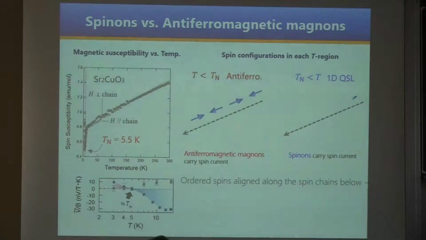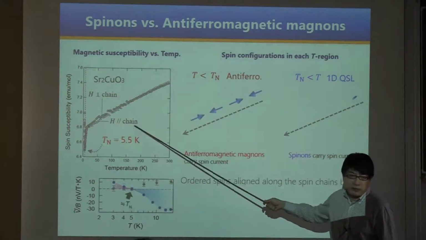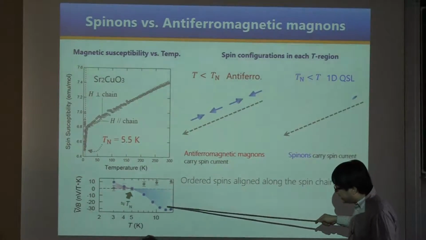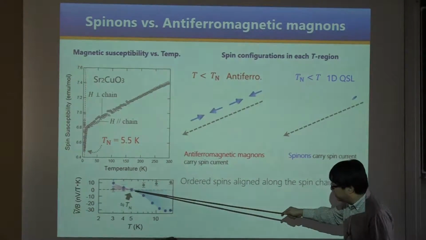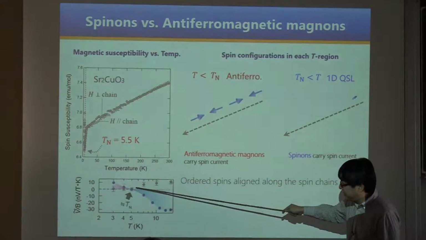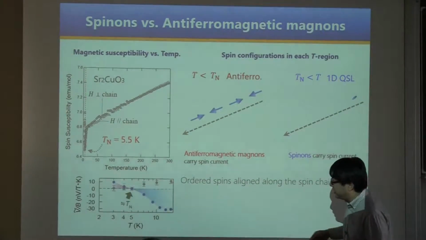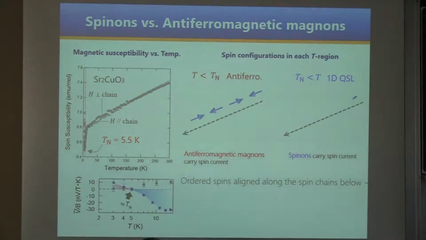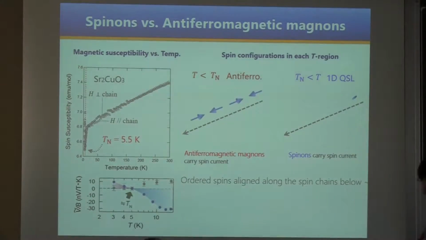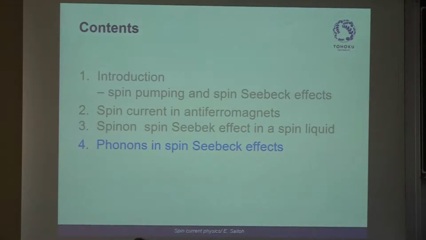Okay, so of course, in the antiferromagnetic phase, actually this material exhibits an antiferromagnetic transition at very low temperature, 5K. The negative component completely disappears. Then the positive spin wave spin Seebeck effect appears. So this part is the spinon spin Seebeck effect. Okay, so let's move to the final part.